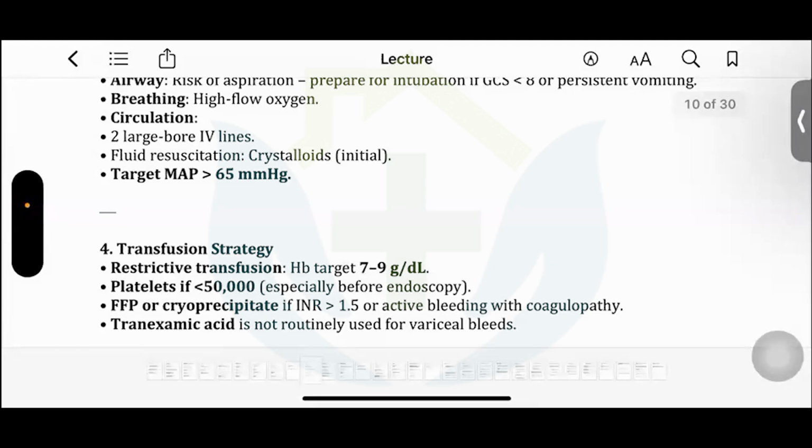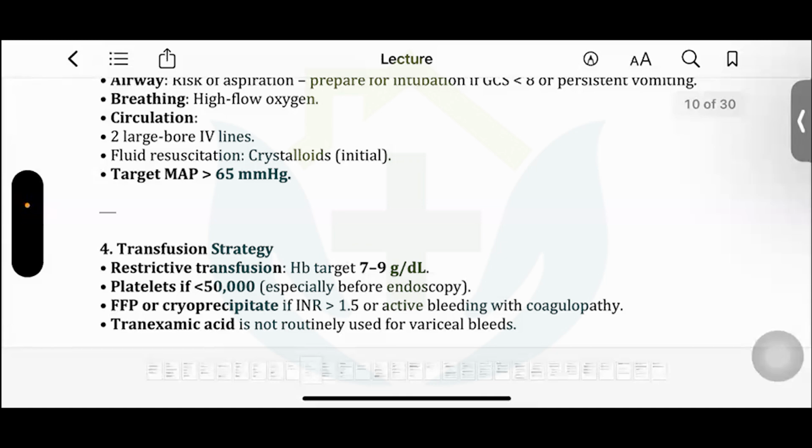Platelets, if less than 50,000, you can transfuse, or is there any other option? Anyone? The viscoelastic test. So viscoelastic is very good as a test, but it will fail if the platelet count is less than 20,000.